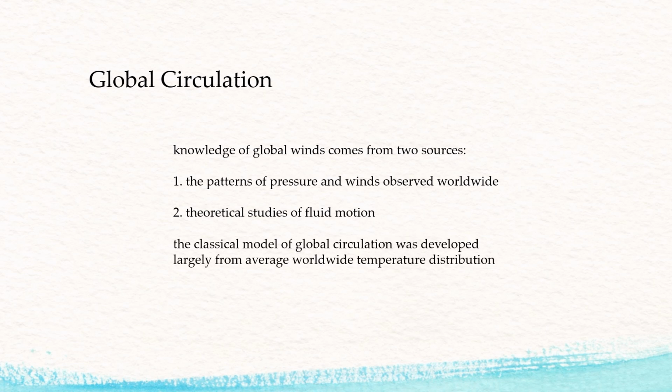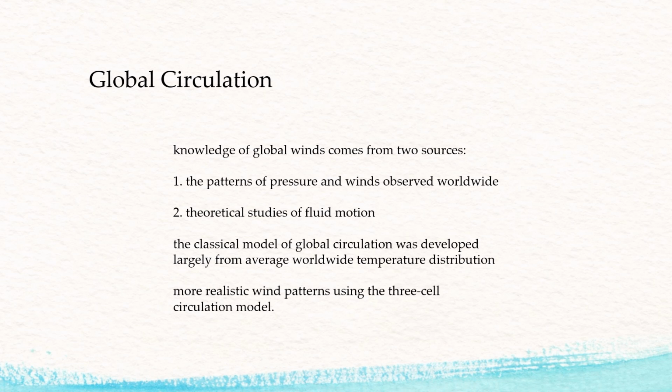In this topic, we're going to check the classical model of global circulation that was developed largely from average worldwide temperature distribution. From this classical model of global circulation, we will then see the modified or idealized model, which has more realistic wind patterns using the three-cell circulation model.